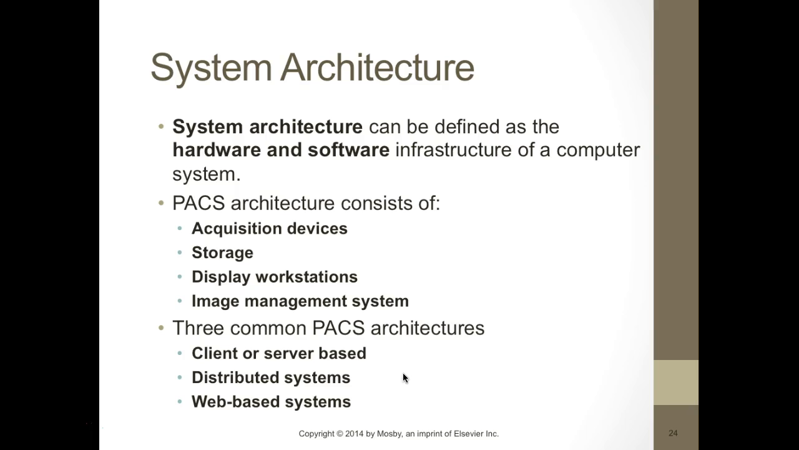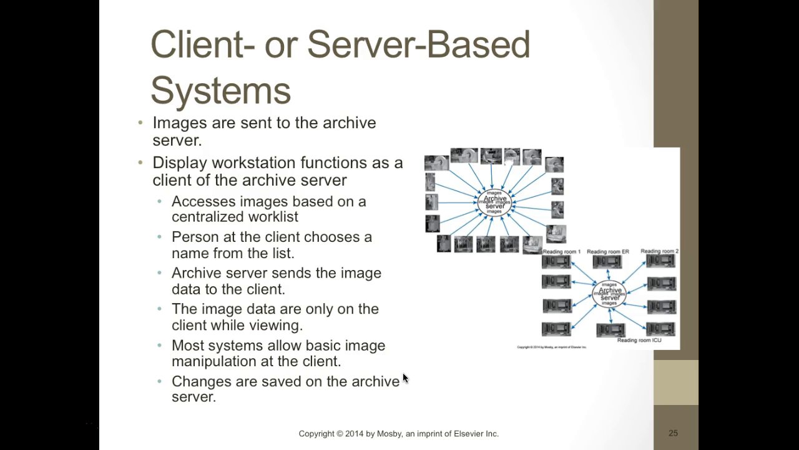So the system architecture can be defined as the hardware and software infrastructure of the computer system. So the PACS architecture consists of acquisition devices, storage, display workstations, and image management system. So the three common PACS architectures are the client or server-based, distributed systems, and web-based systems, and we'll cover them.